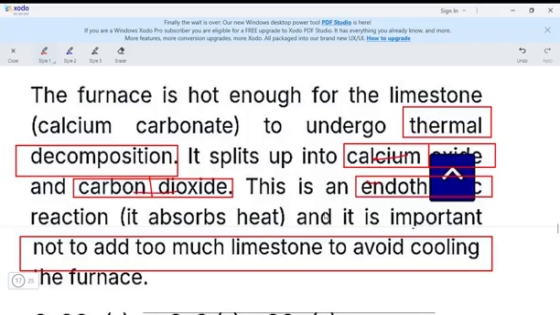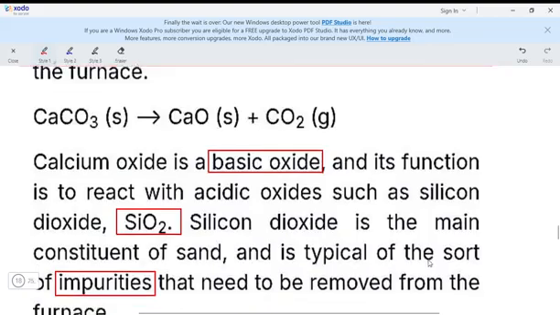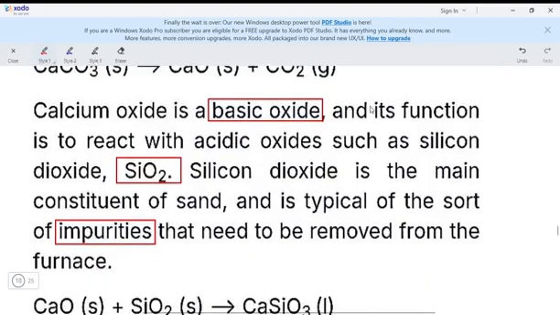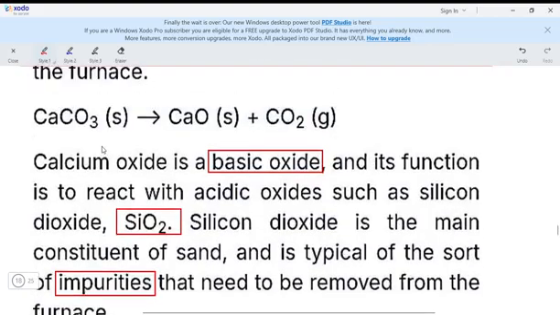And we must be careful not to add too much limestone. If limestone is too much, it means there will be too much endothermic reaction. That means the environment will not be as hot as it ought to be. So therefore there will be cooling. So it will affect some other reaction. So this limestone giving CaO and CO2 is an endothermic reaction.